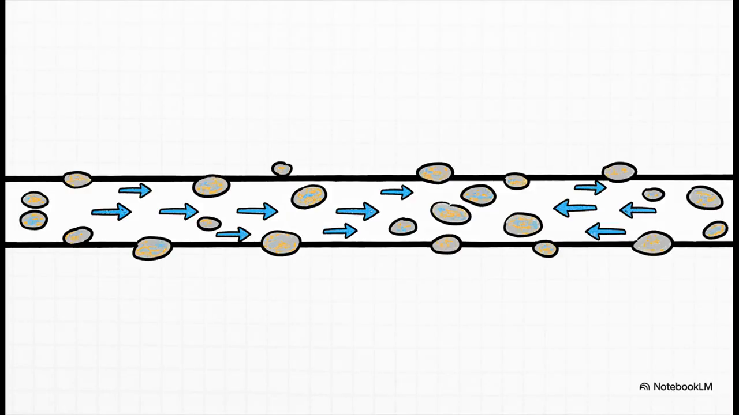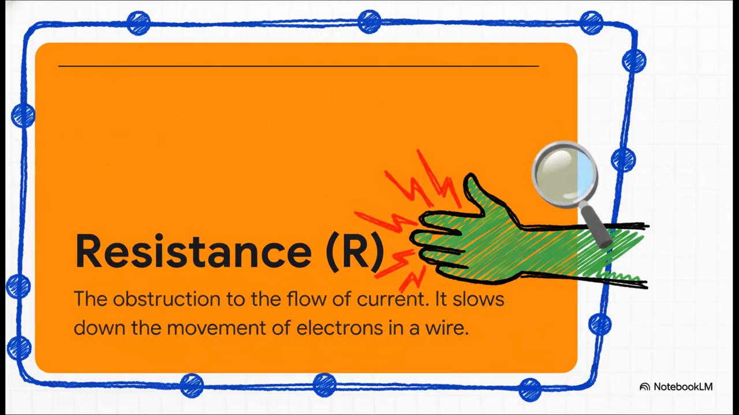Think about it like this. You're running down a nice, smooth, clear path. It's pretty easy. But now imagine that same path is suddenly covered in a bunch of loose stones and pebbles. You're not going to stop running, but you're definitely going to slow down. That's a perfect way to think about what resistance does to an electric current. In an electrical circuit, that path full of stones is a property called resistance. It's literally caused by the flowing electrons bumping and crashing into the atoms of the wire material.